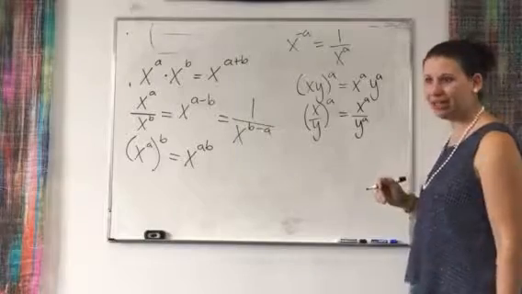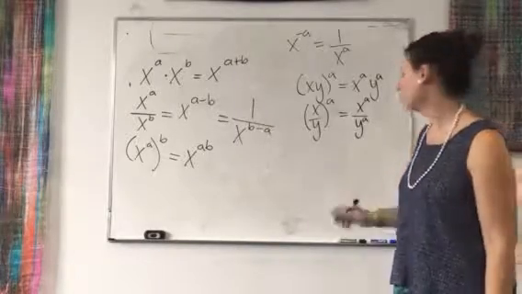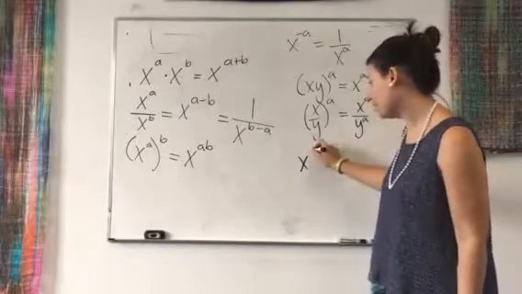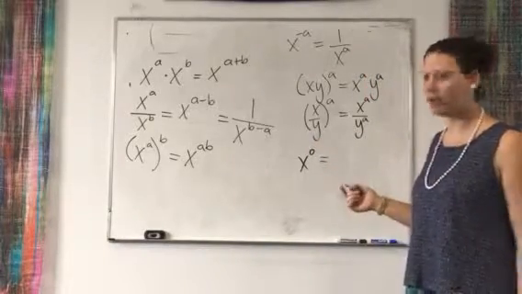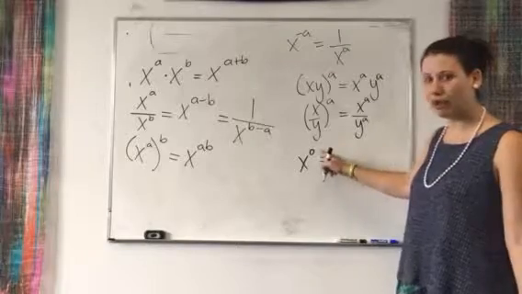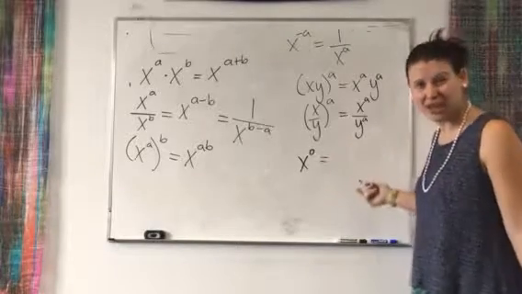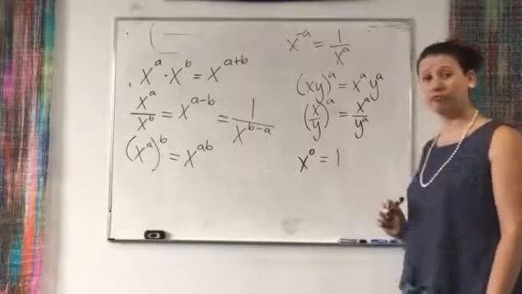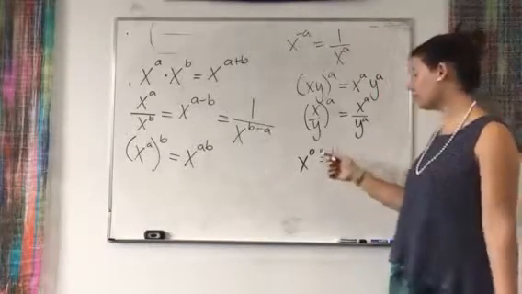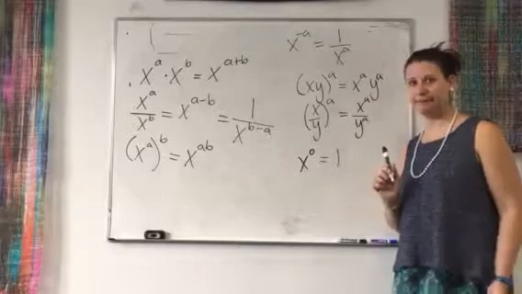So the last one is almost the most basic one. If we have anything to the 0 power, I always try to think about it as you have 0 amount of this thing, but you still have something there. So kind of as a placeholder, well, it equals 1. Okay, so anything to the 0 power is equal to 1.